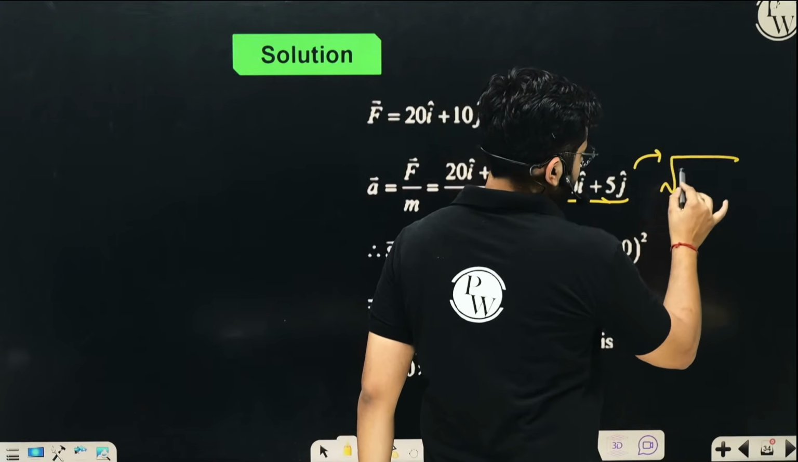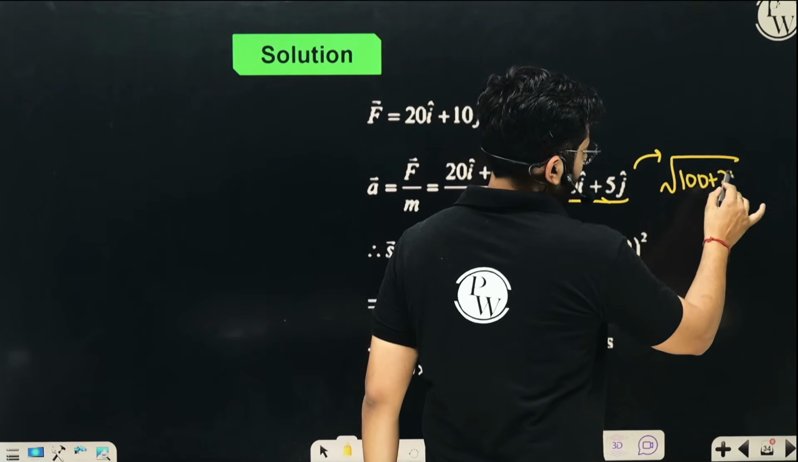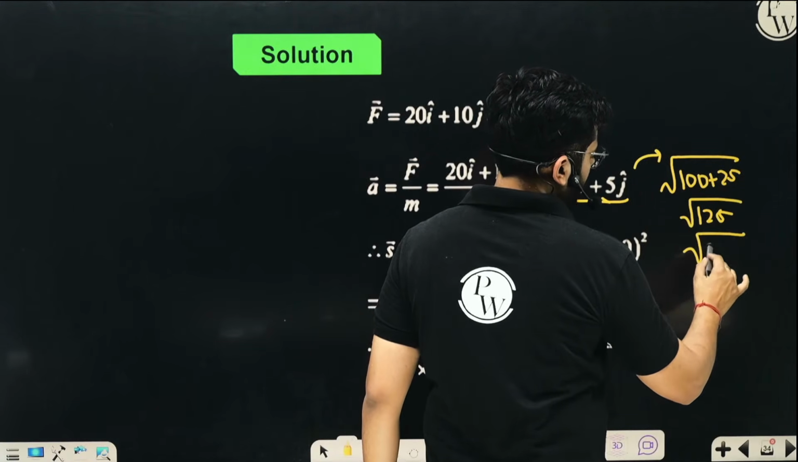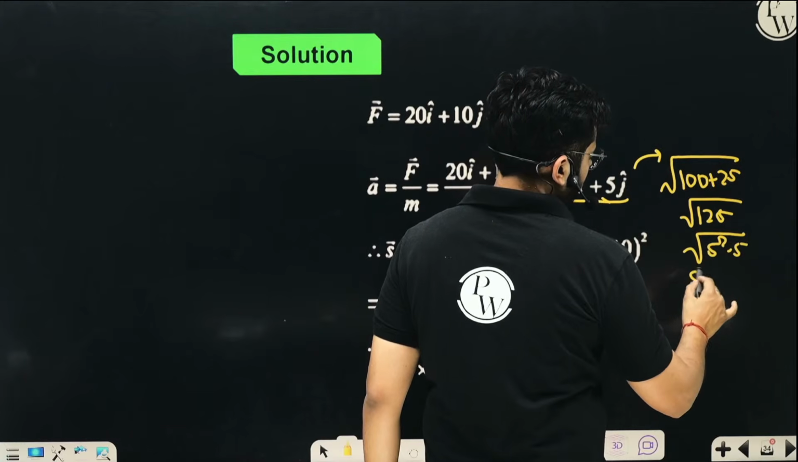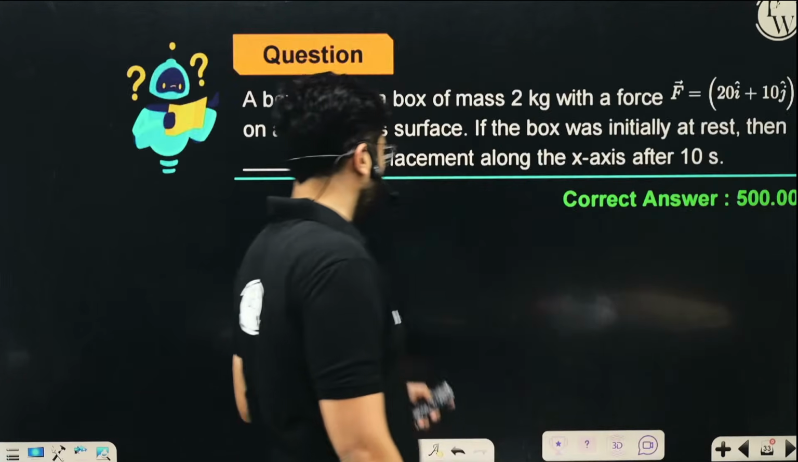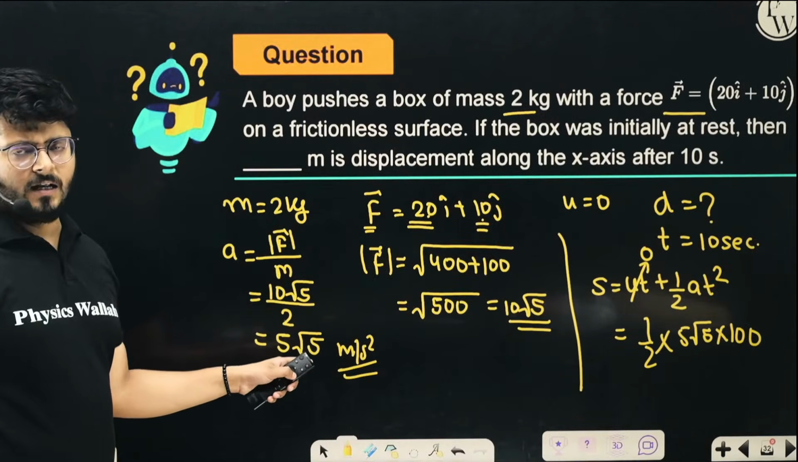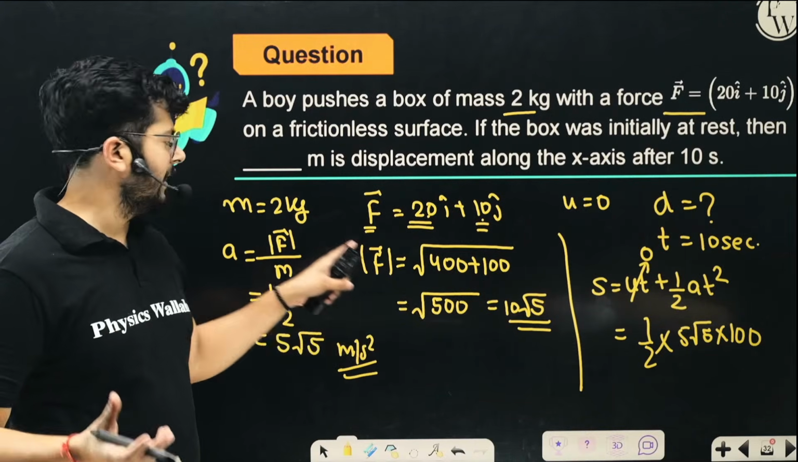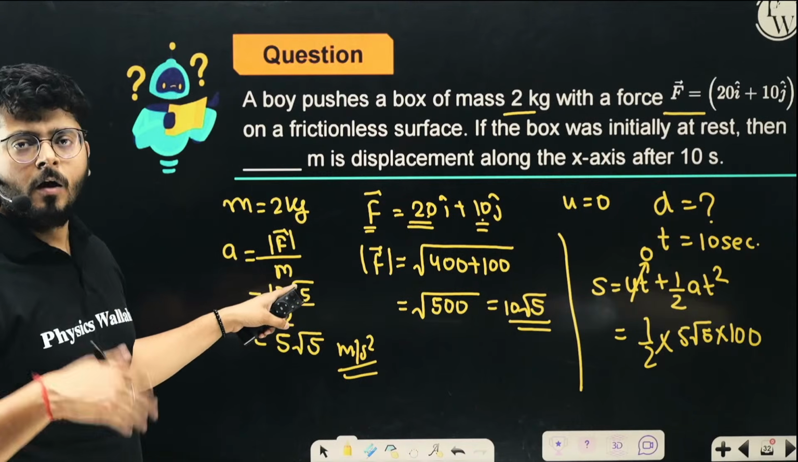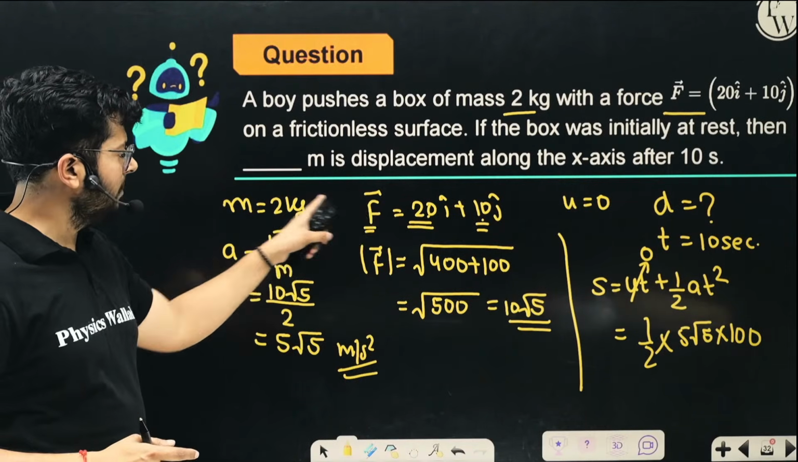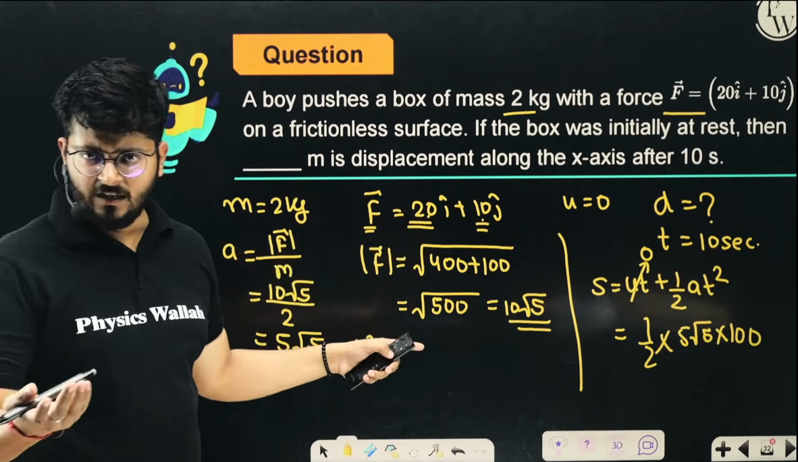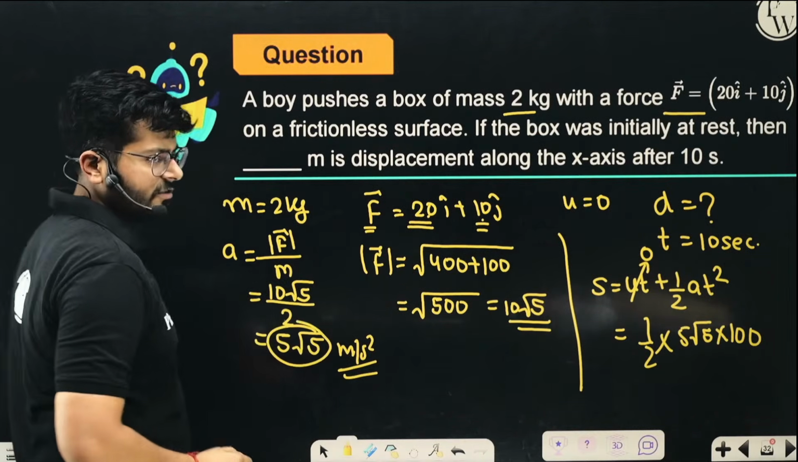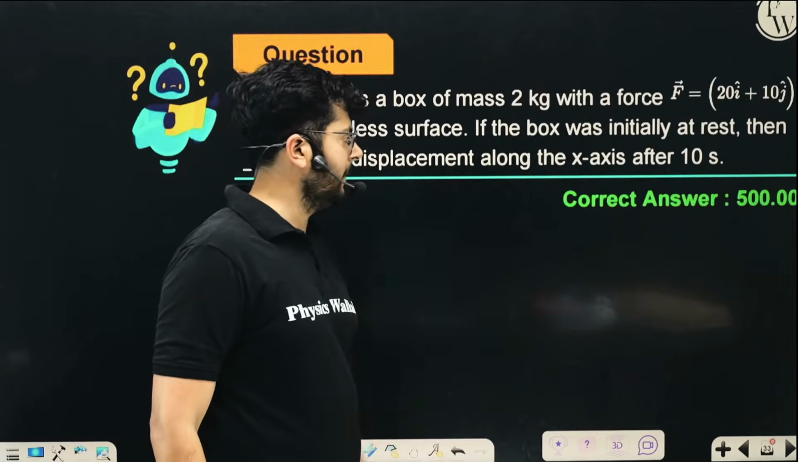The magnitude of acceleration will be under root 100 plus 25, which is under root 125, which is under root 5 cube or 5 square into 5. So 5 root 5. Acceleration is coming out 5 root 5 here and 5 root 5 there, so that is not going to change. You can either calculate the magnitude of force and divide that magnitude by mass, or you can divide the force by mass directly, get the acceleration vector and take the magnitude of the acceleration vector.